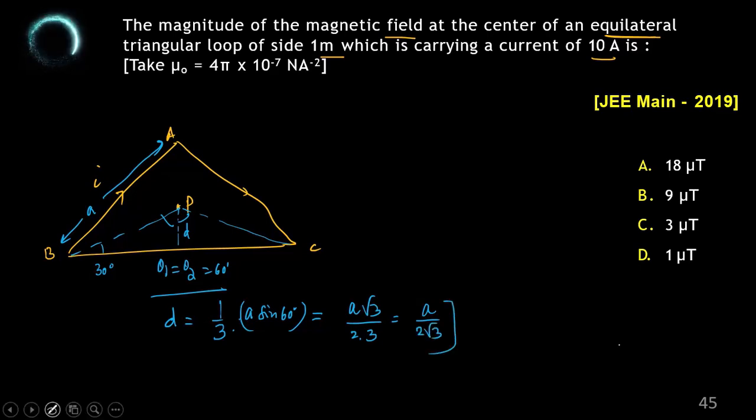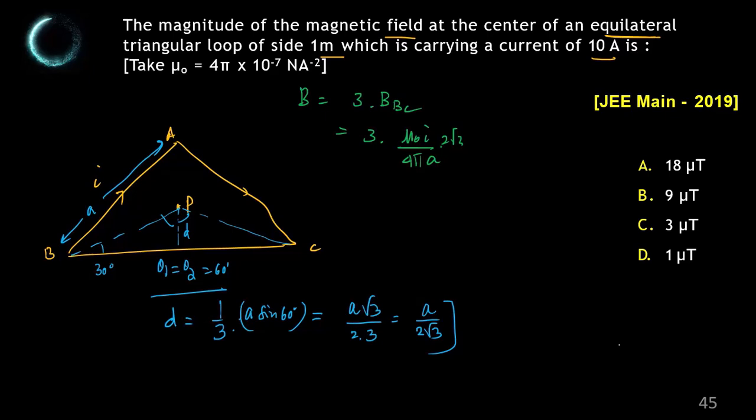Okay. Now if I rearrange the values, ultimately B should be equal to 3 times B due to, let us say, BC. So 3 times mu naught I by 4 pi D. D is A by 2 root 3, into sine theta 1 plus sine theta 2. Sine theta 1 plus sine theta 2, both are 60 degrees, means root 3 by 2 plus root 3 by 2. So ultimately I am getting root 3. So mu naught I by 4 pi A into 2 into root 3, and root 3 means 3 into 3.